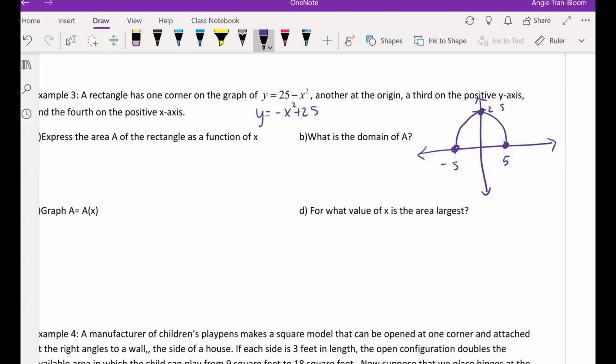Then it said you have a rectangle. One corner is on this curve, that's one vertex. Another one at the origin. The third on the positive y-axis, because for the rectangle this has to line up with where you plot the first dot. And the last one on the positive x-axis. And again, same thing, because it's a rectangle, this has to line up.